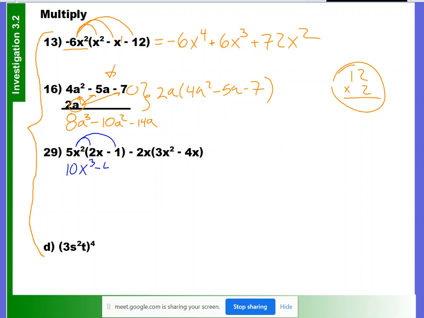5x to the second power, negative 5x to the second power. All right, good catch. And then I did the next one, which was 2x times 3x to the second power, which is 6x to the third power.